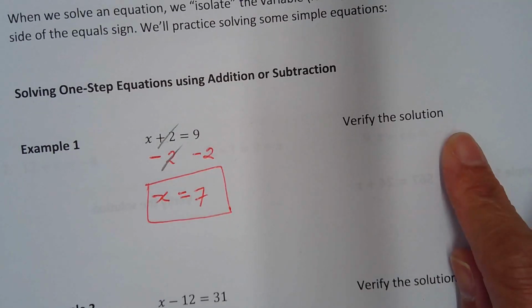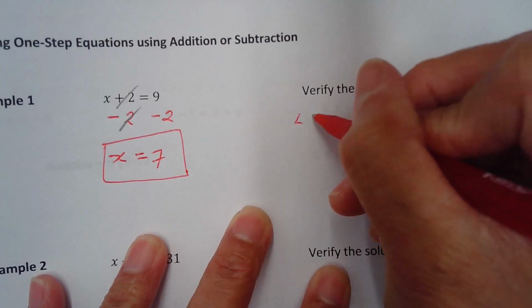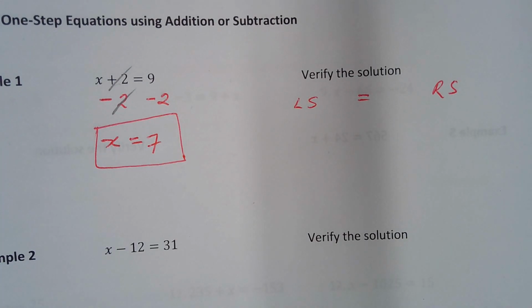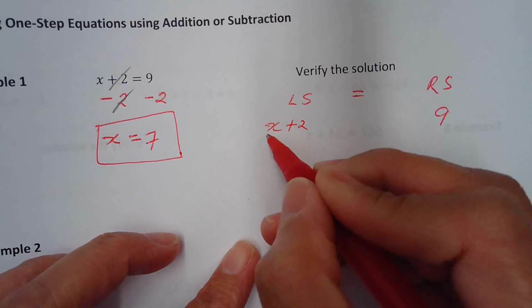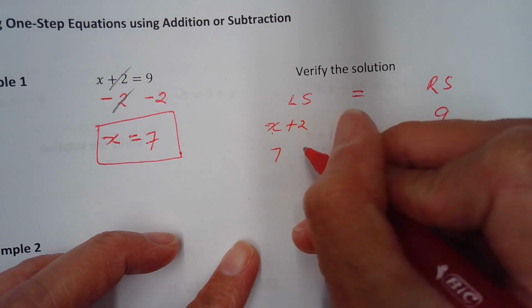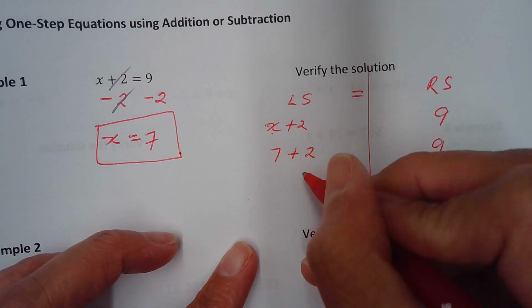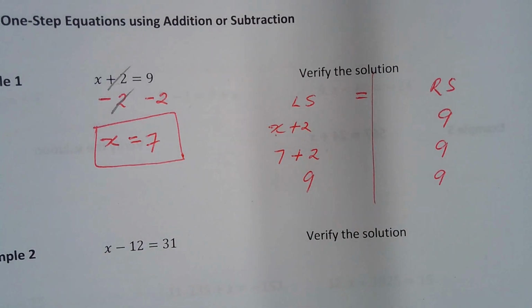Okay, how do we verify if our solution is correct? We know the left side has to equal the right side. What we're going to do is substitute to replace the x. So x plus 2 here, and the right side is 9. I'm going to replace the x by 7, add 2. The left side is 9. The right side is 9. 9 is equal to 9. Is 9 equal to 9? Yeah. Yes?